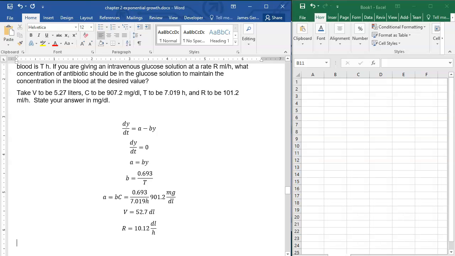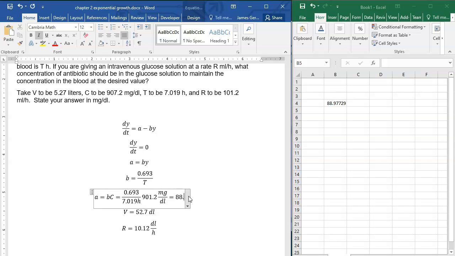Okay, so we have here, and I'm going to go ahead and calculate this just to make my life a little easier. 0.693 divided by 7.019 times 907.2. So 88.98. A is 88.98 milligrams per deciliter per hour. All right. Okay.